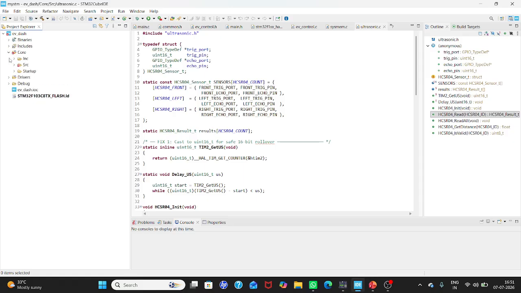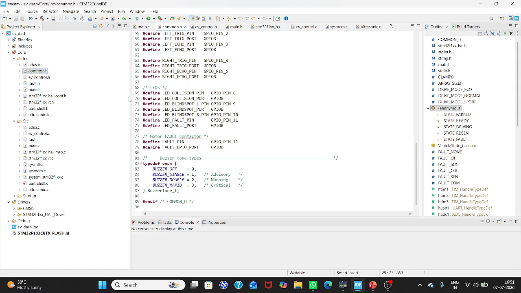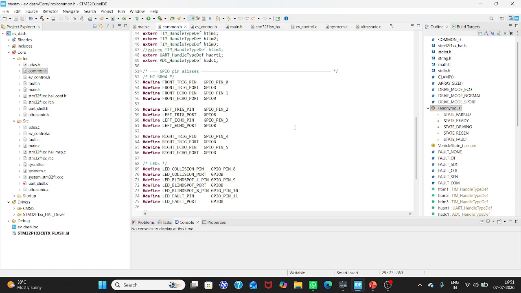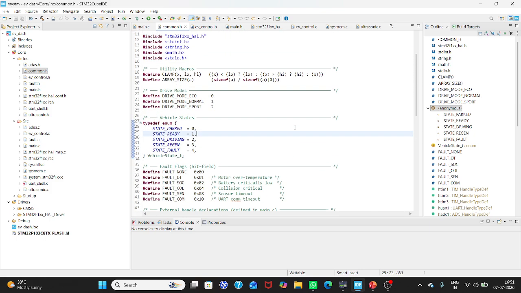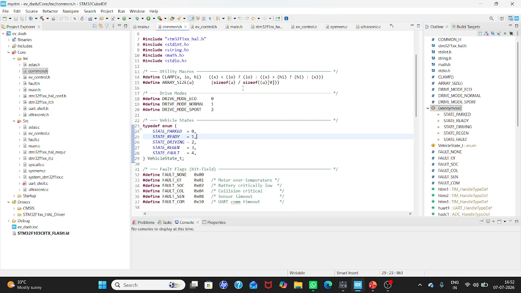This file contains all common libraries, common.h, code explanation. This file contains all common libraries, macros, utility functions, and global definitions shared by every module. Instead of writing these definitions repeatedly, every source file includes common.h.